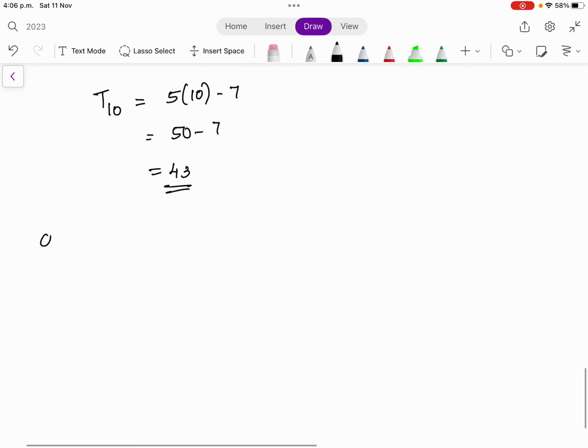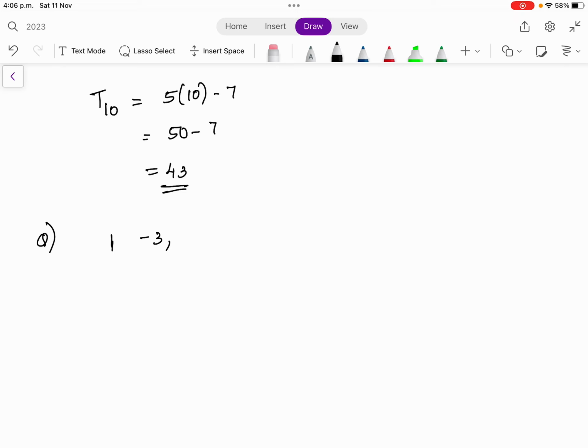Let's do one more question here. 1, minus 3, minus 7, minus 11, and so on. Maybe I will not use the minus 251 here. So 1, minus 3, minus 7, I need to find the nth term.